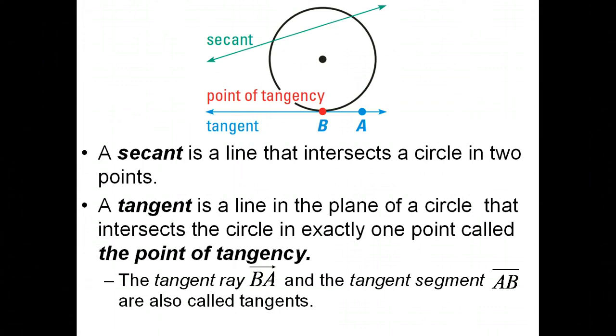The tangent ray BA and the tangent segment AB are also called tangents. But generally when we say a tangent, we talk about the line, or we can talk about a tangent ray or a tangent segment.